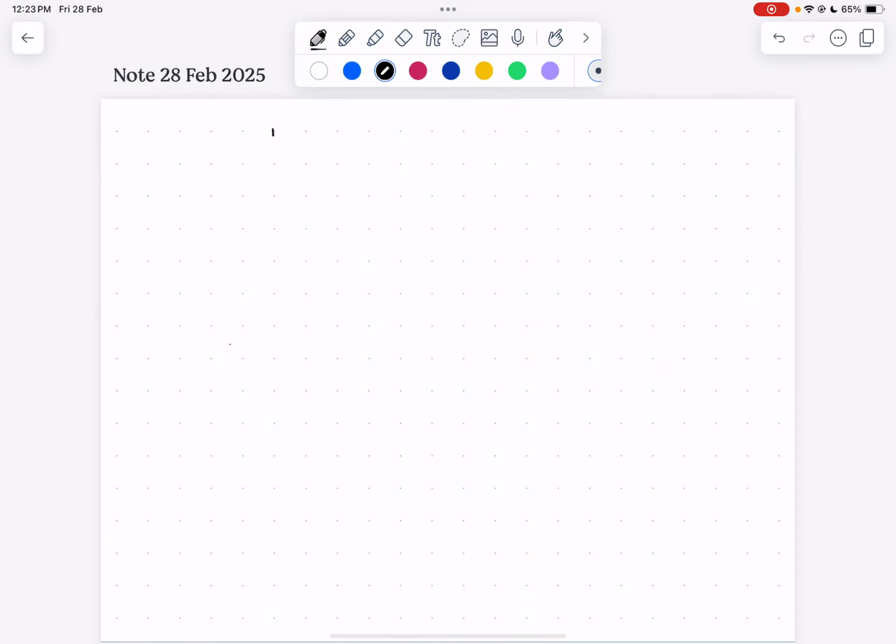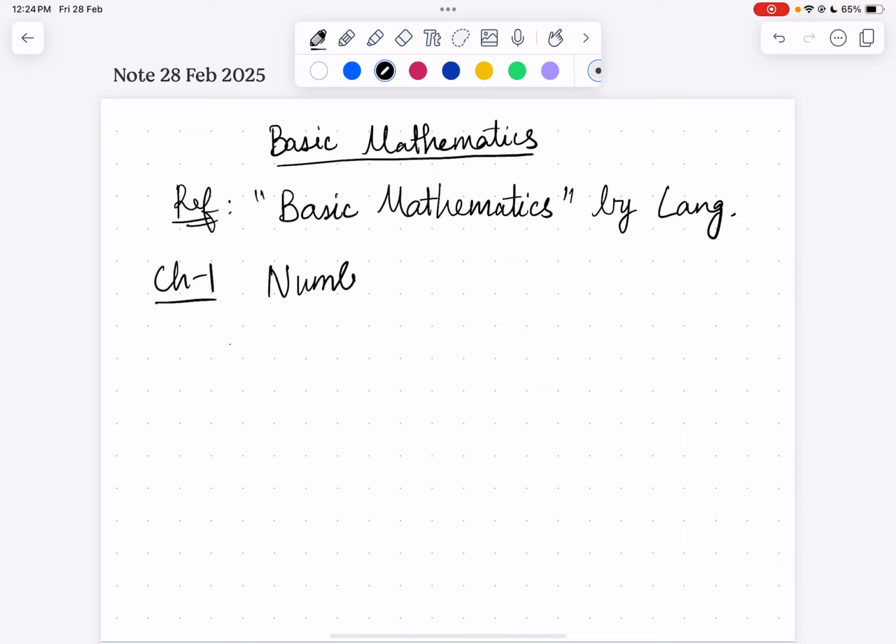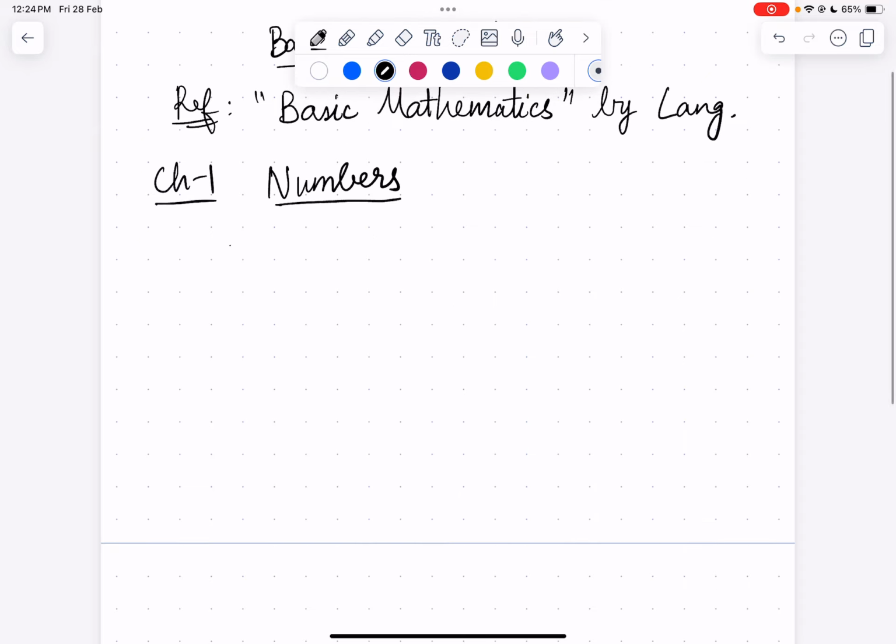So hello all, we'll be studying basic mathematics. The reference book is Basic Mathematics by Lang. So chapter 1 is on numbers, and first we'll look at the integers. Okay, let us start.